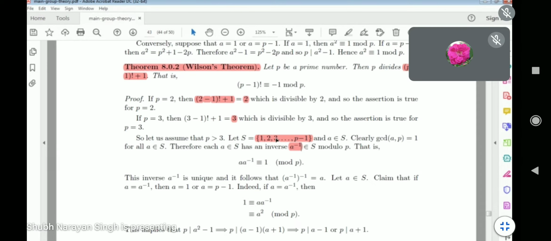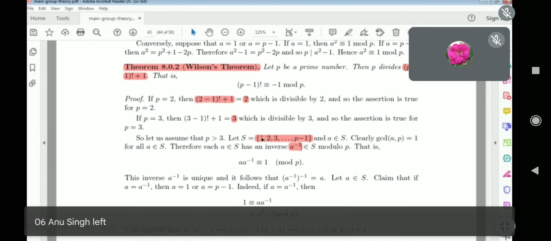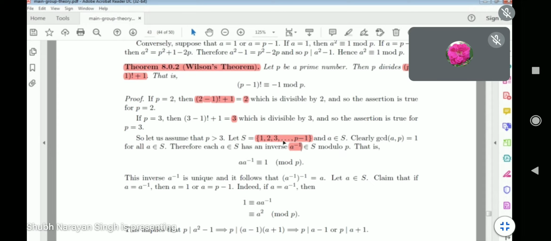Now, what is the inverse of 3 modulo 5? 2. Good, which is different from 3. And what is the inverse of 4 modulo 5? 4. So when you take P equal to 5, you observe that there are only 2 elements inside S which are equal to their inverse, like 1 and 4. These are the only 2 elements, because the inverse of 1 modulo 5 is 1, and the inverse of 4 modulo 5 is 4.